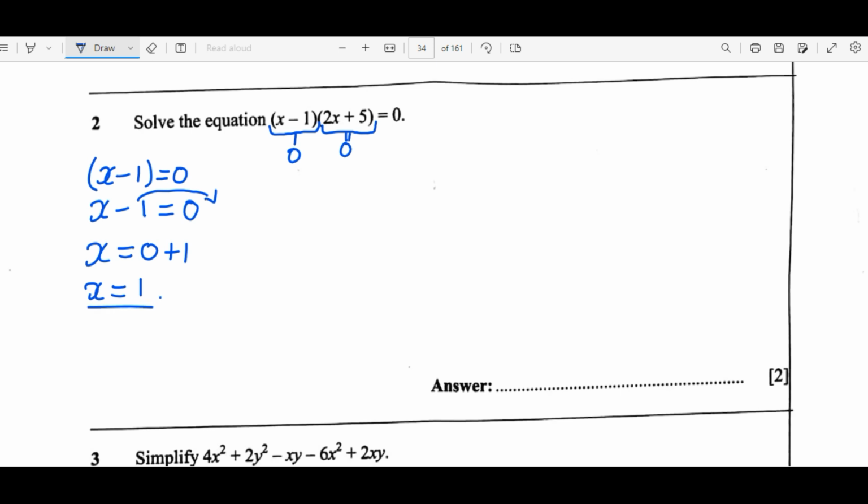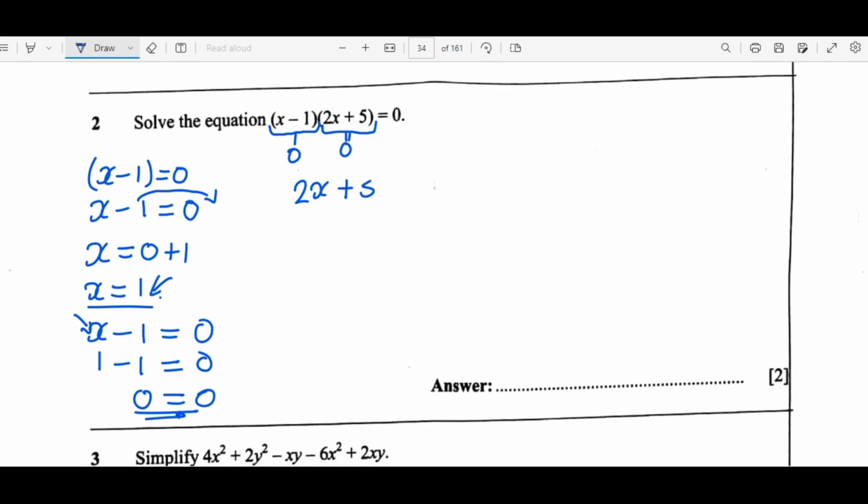And can we prove this? Yes, we can prove this. We know that x - 1 is equal to 0. Where there is x, we can substitute 1. So 1 - 1 is equal to 0, which is 0 equals 0. So this is the value. What this simply means is that x represents a number that, if you subtract 1, must give you 0.